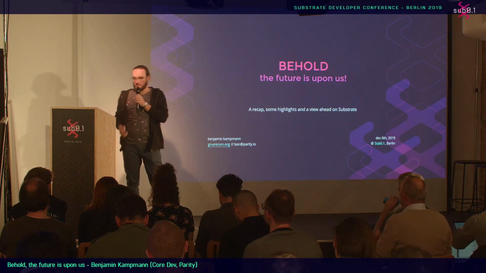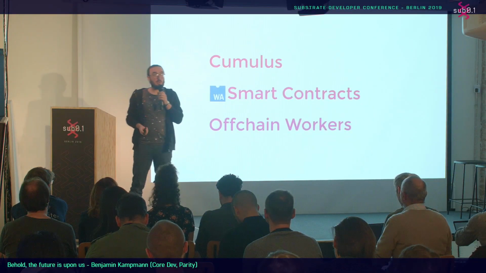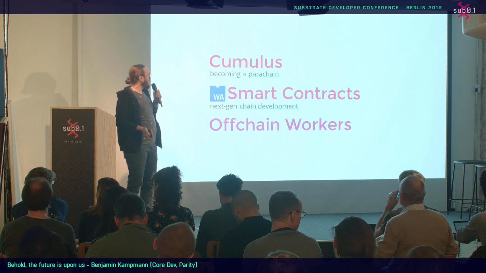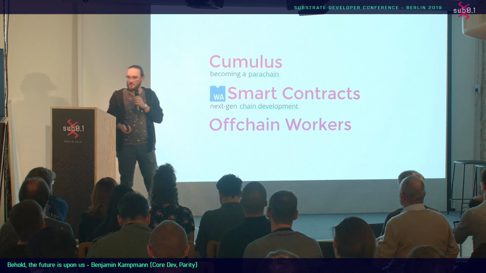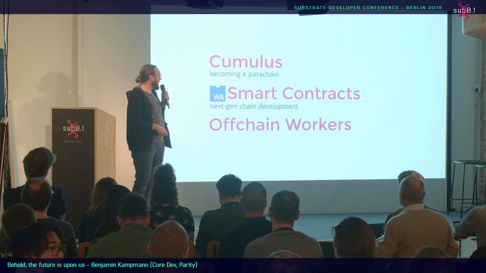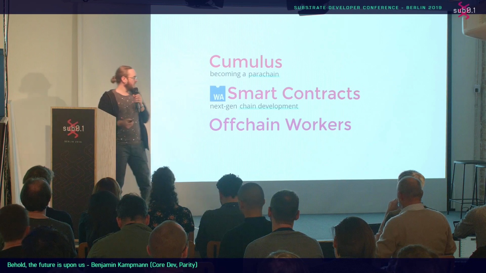So a few things that we've seen are the Cumulus way of building parachains. If you have been to that workshop, we have seen the smart contracts. We've seen how to do smart contracts in the future using Wasm, and we have seen how off-chain workers work, have we?